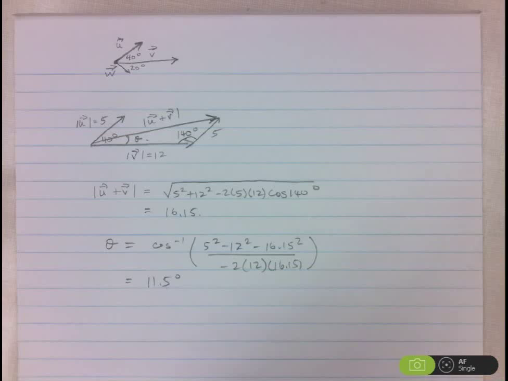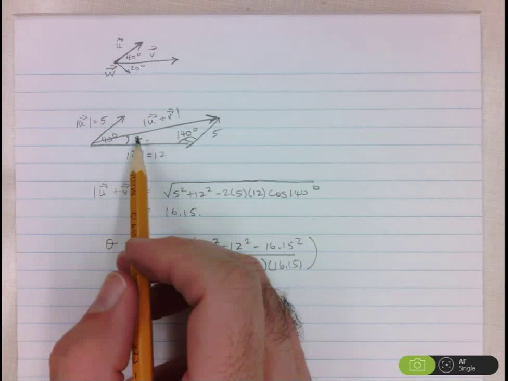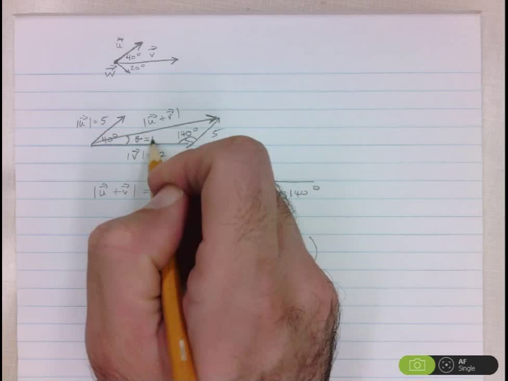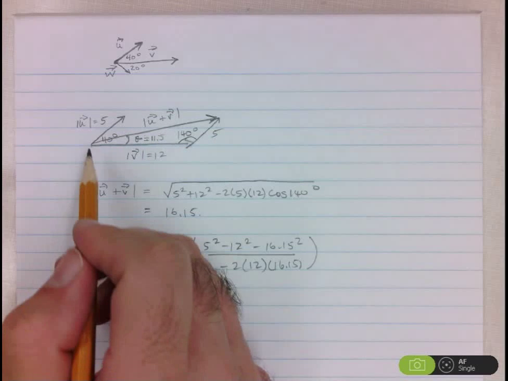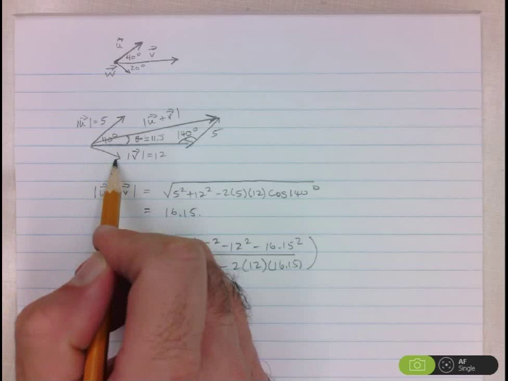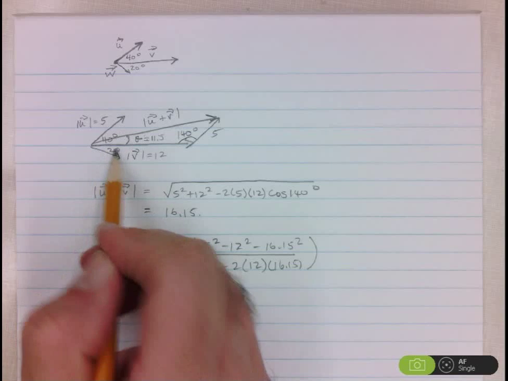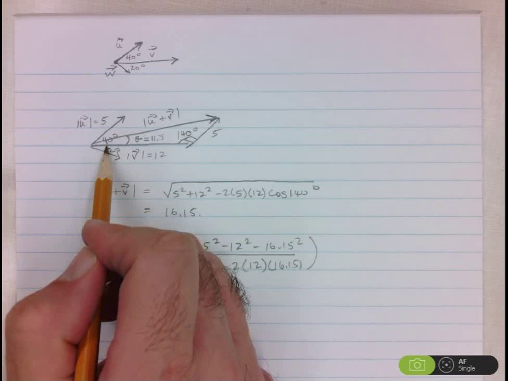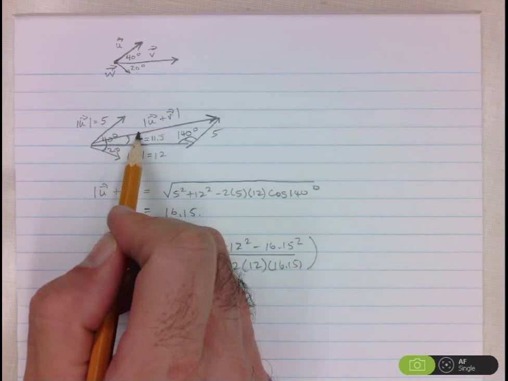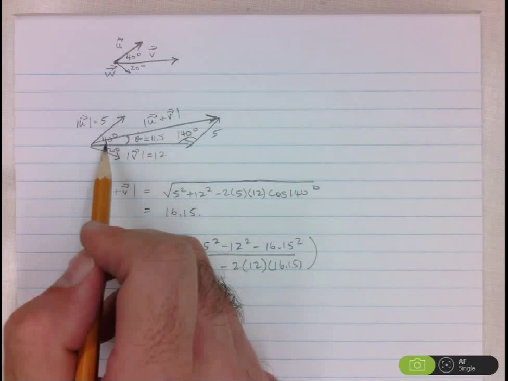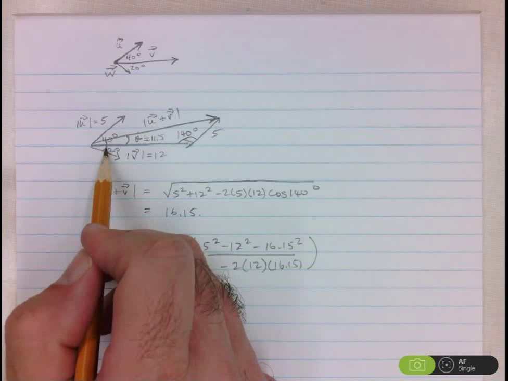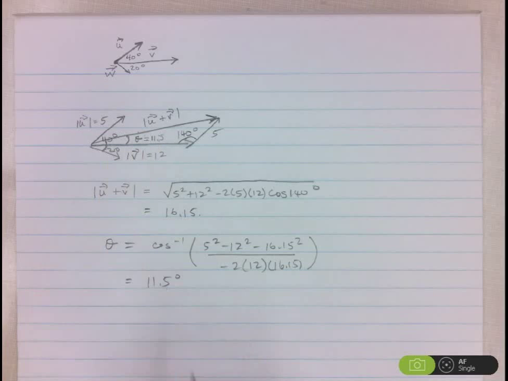Okay, so now we have this angle here, which is 11.5. If I were to now add in vector W, which is 20 degrees, I can determine the angle between my resultant vector, the u plus v, which I've already added, and the w I'm now adding to it. I see that the angle between those two vectors will be 20 plus 11.5.